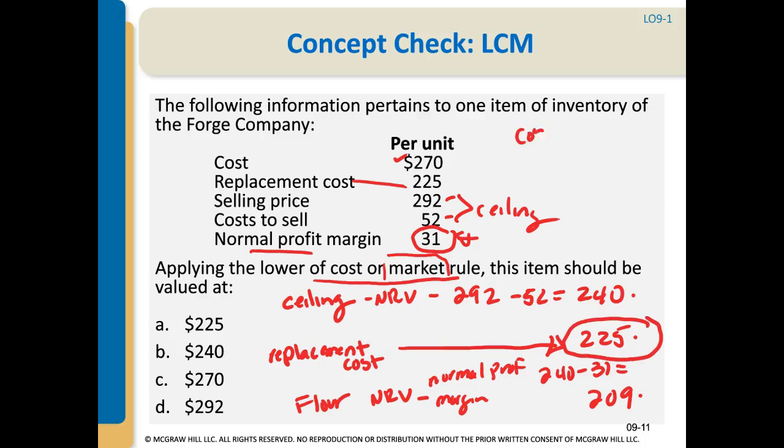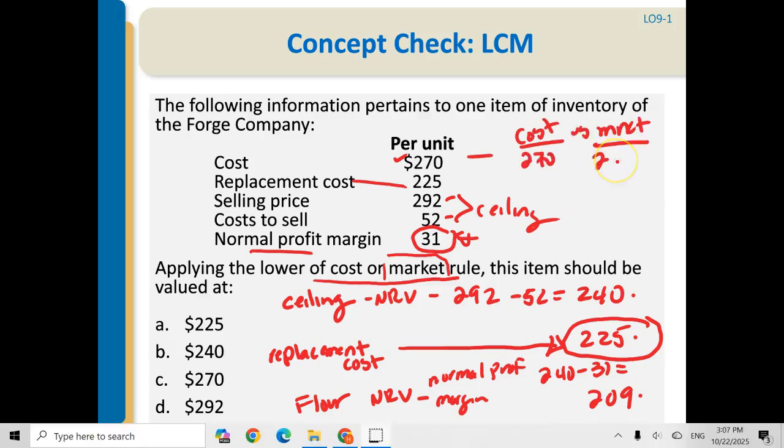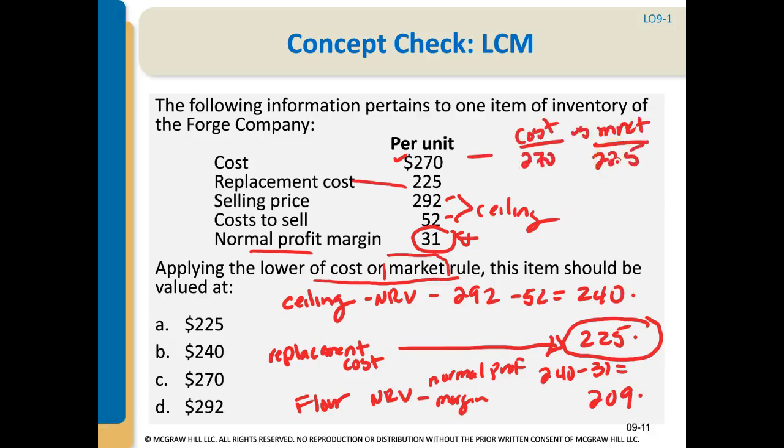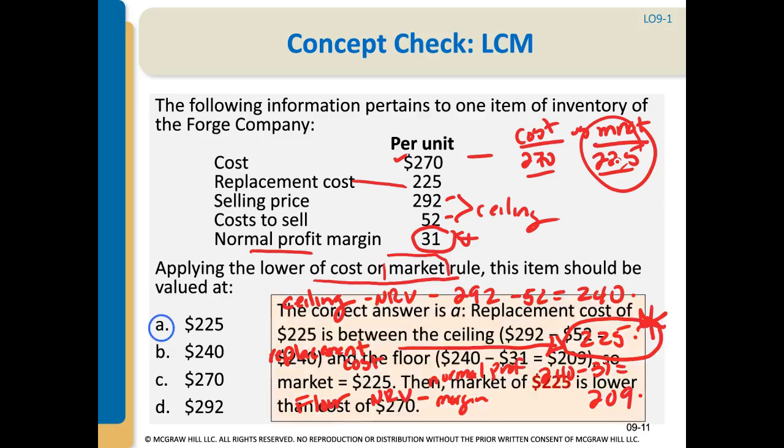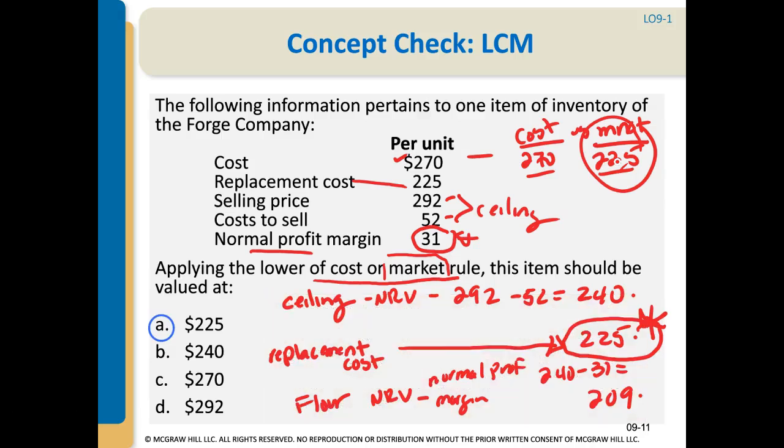So now we have to look at our cost, which we're told is 270, versus our market, which we calculated right here, is 225. And we say which is the lower of the two, and it's 225. So here we go. This is just a write-up, but the answer is $225.